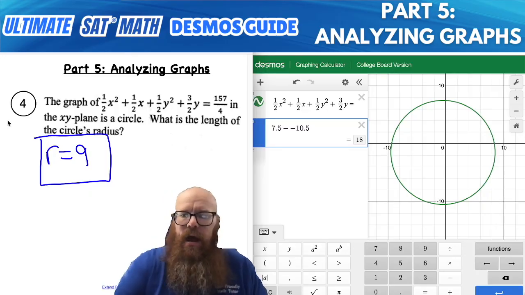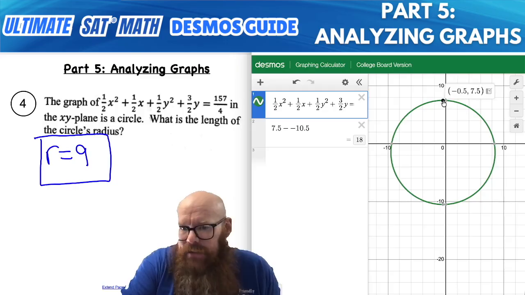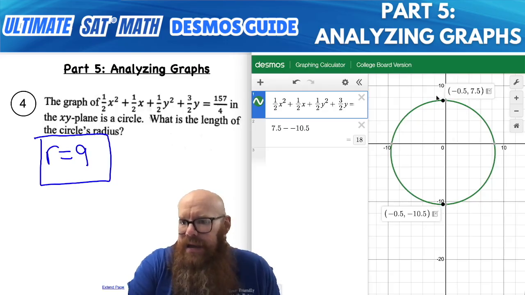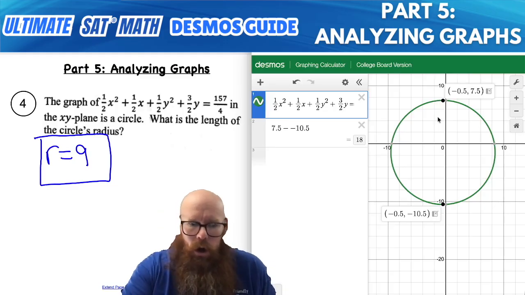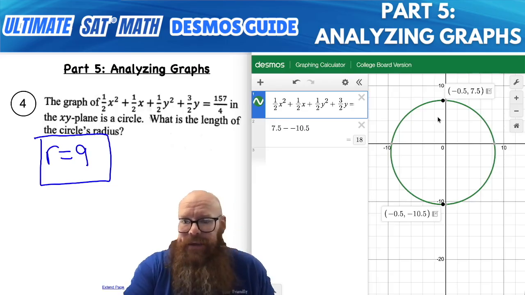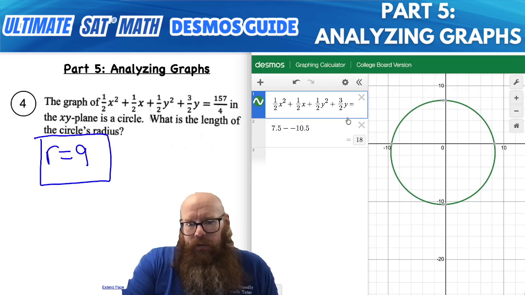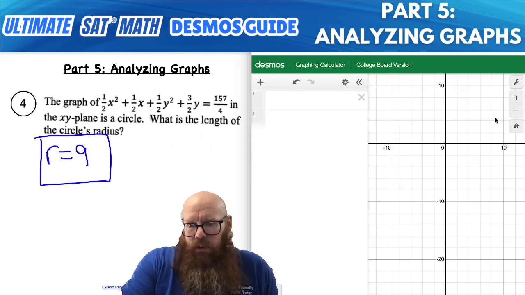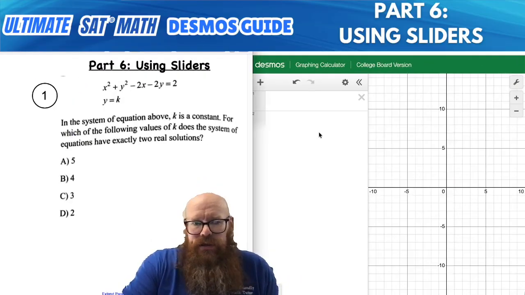Whenever you click on a Desmos circle, they always highlight the highest and the lowest points, as well as the intercepts. But the highest and lowest points are more useful to find either the center or the radius, or the diameter for that matter. All right, let's keep it rolling and let's head on to the next part on using sliders.